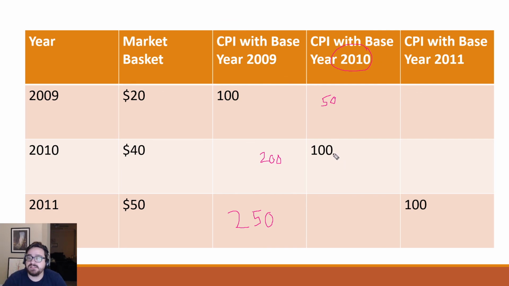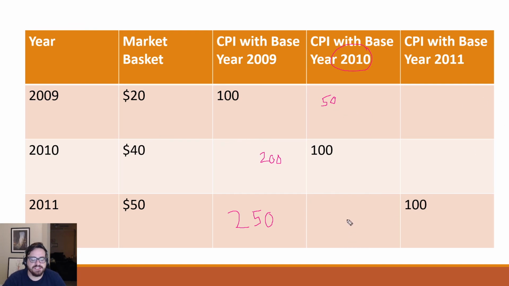How do I read this? From 2010 to 2009, so going backwards, prices dropped by 50%. Yes, looking at it from that perspective, that is true. From 2010 to 2009, prices went down by 50%. Going backwards.